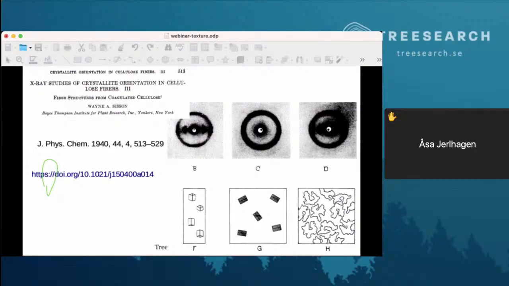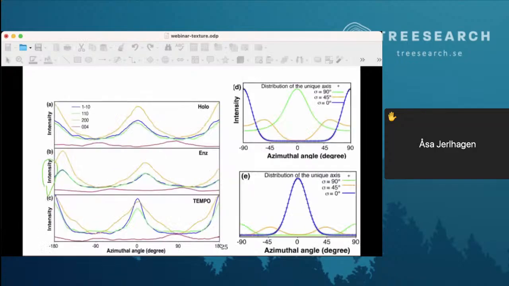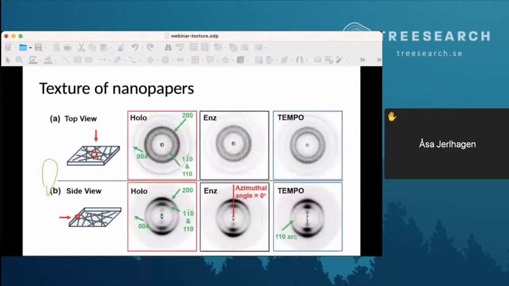And you mentioned that when you look in the perpendicular direction with the tempo cellulose, you have a different ratio between the 200 and the 110 and 1-bar-10 peaks. Like there's a different ratio there. But why is that? Because I find that very difficult to understand. Is there a different amount of those planes present?